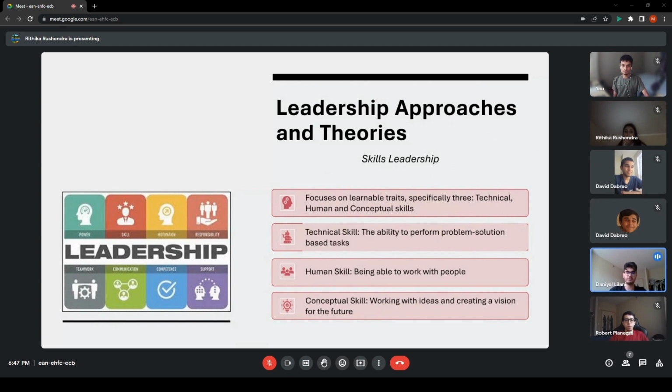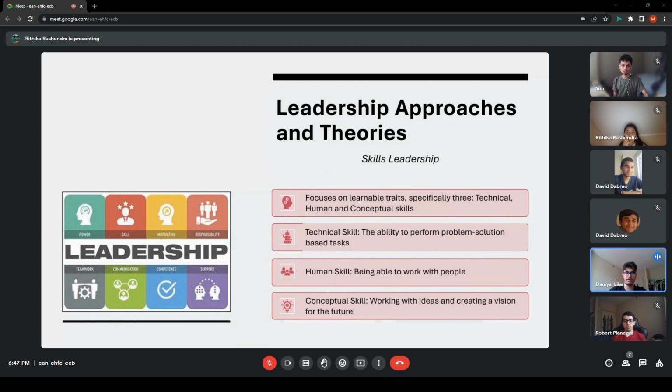The first is skills leadership. Skills leadership focuses on learnable traits, specifically three: technical skill, which is the ability to perform problem solution based tasks, such as computer technical tasks. Human skill is being able to work with people. It's strongly based in people skills, defined as assisting group members in working cooperatively to achieve common goals.